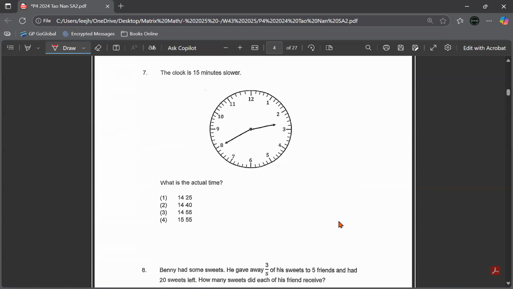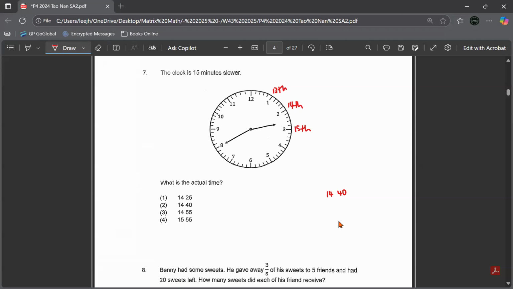So if you look at this time, it is 2:40. 2:40 in 24-hour format is 14:40. Okay, because after 12, this is the 13th hour, this is the 14th hour, this is the 15th hour. So this is 2:40, so it means 14:40. Okay, and this is slower. If this is slower, what is the actual time? So the actual time is actually faster.